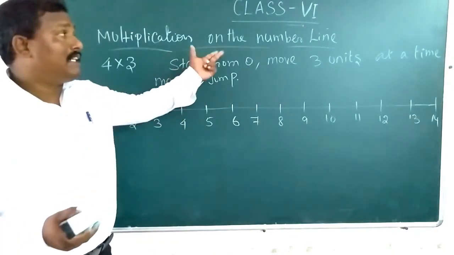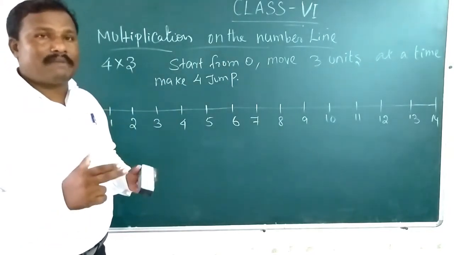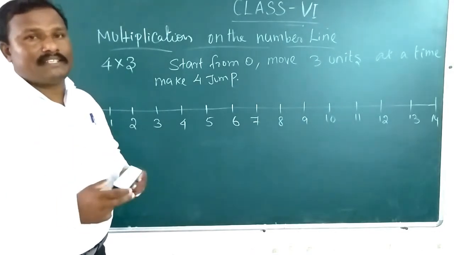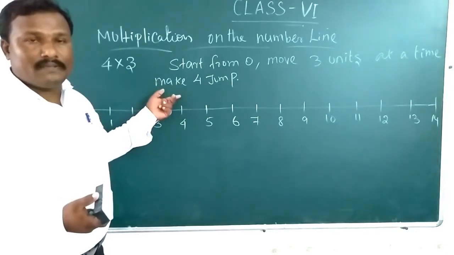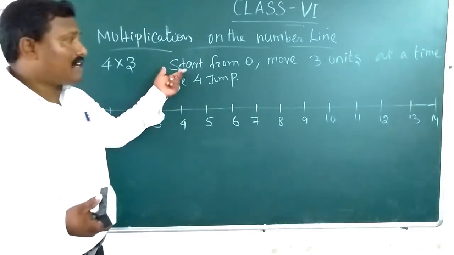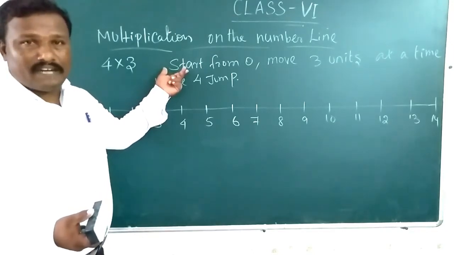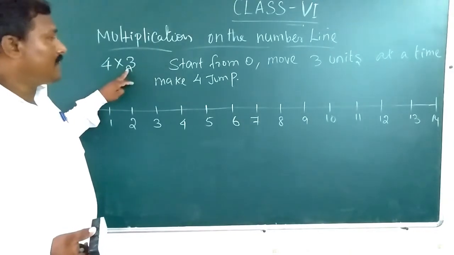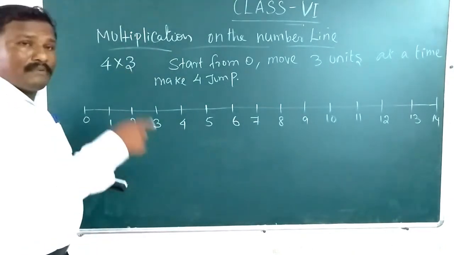Multiplication on the number line. So we know how to add and how to subtract by using a number line. Now we will discuss multiplication on the number line. When you multiply by using a number line, start from zero. Always start from zero. Depending on this number, 3 is the unit place. So you have to jump 4 times.